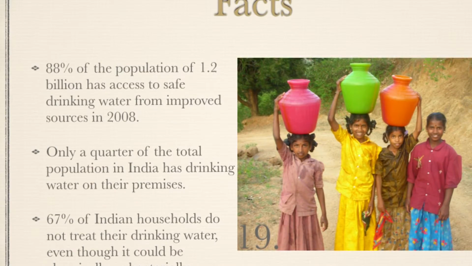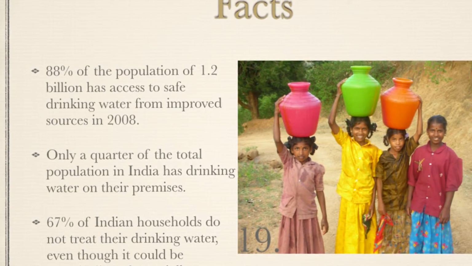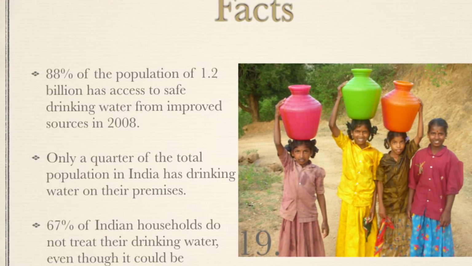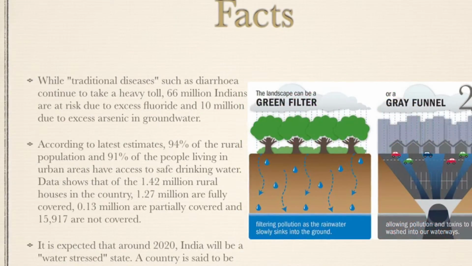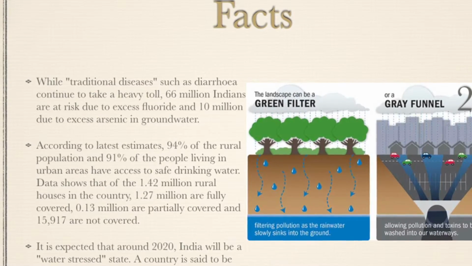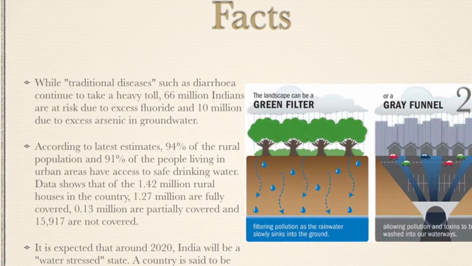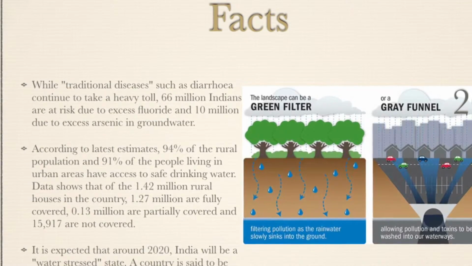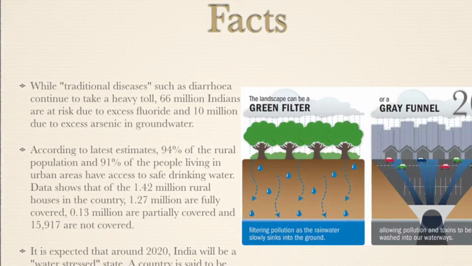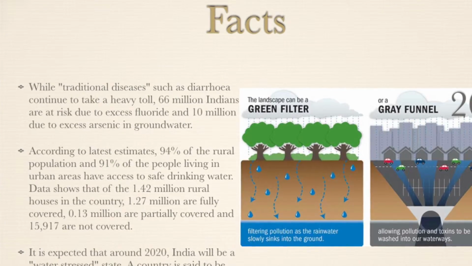Picture number 19 shows that in some parts of rural India, people have to travel long distances to the nearest clean water source. It is not uncommon. Facts. While traditional diseases such as diarrhea continue to take a heavy toll, 66 million Indians are at risk due to excess fluoride and 10 million due to excess arsenic in groundwater.